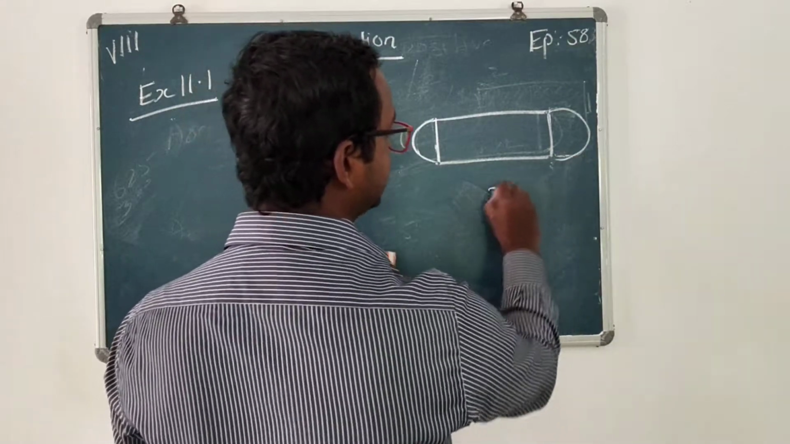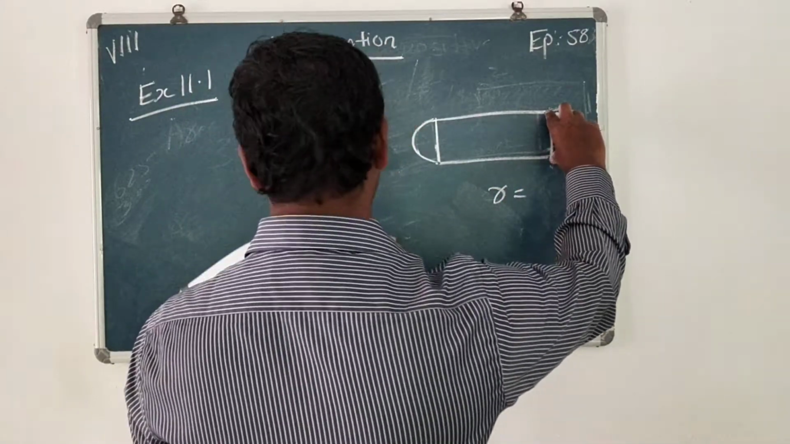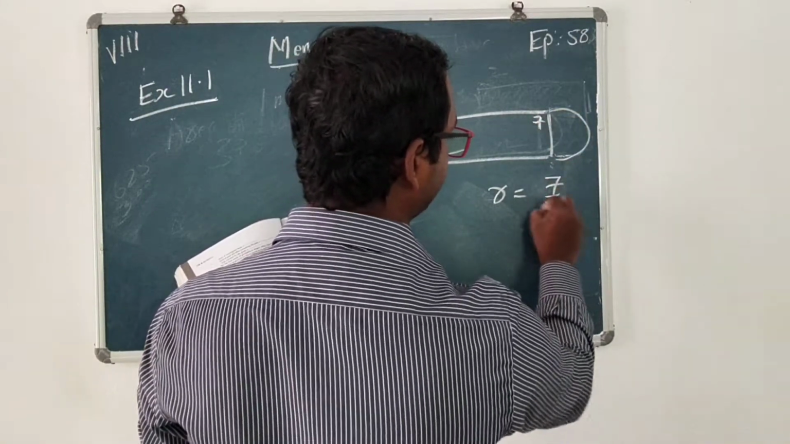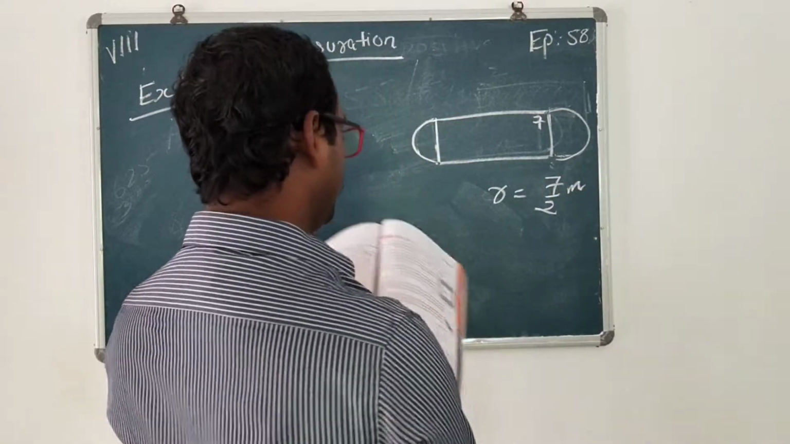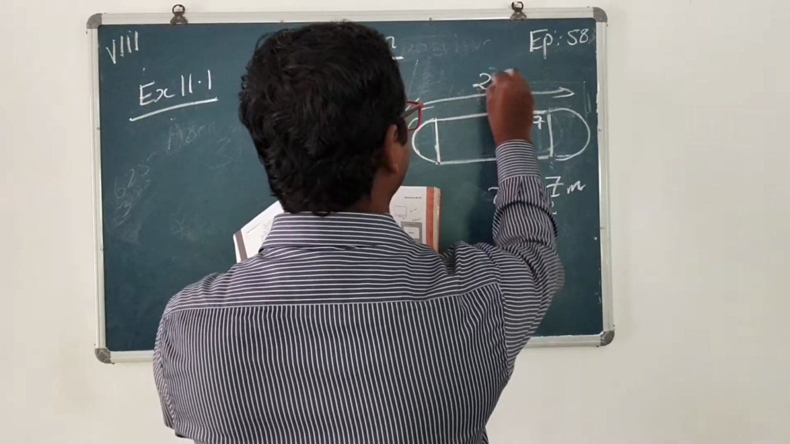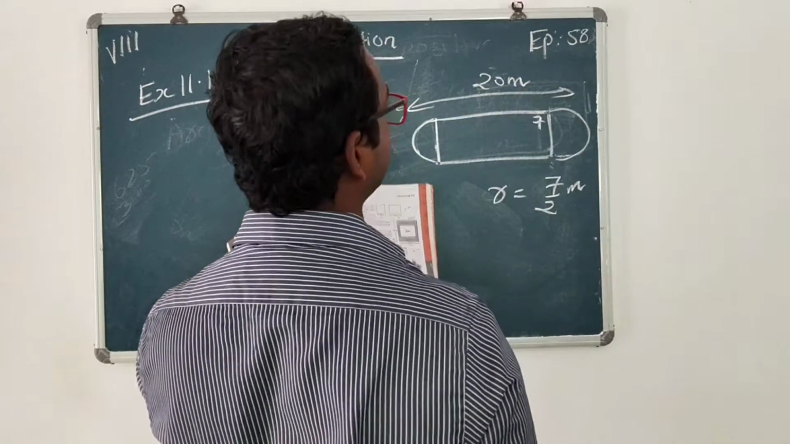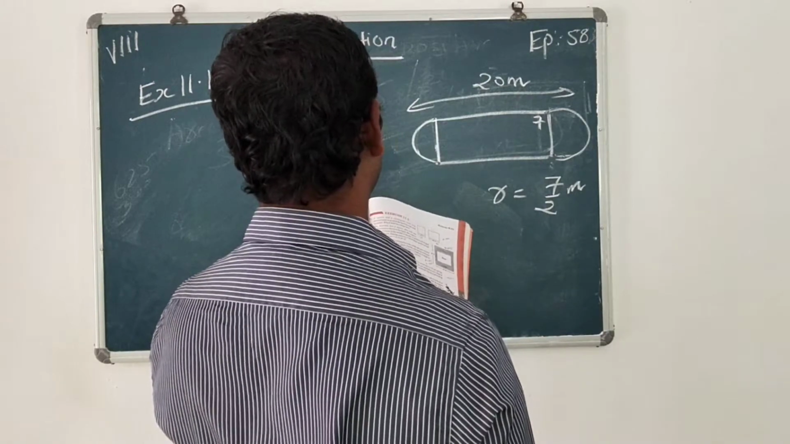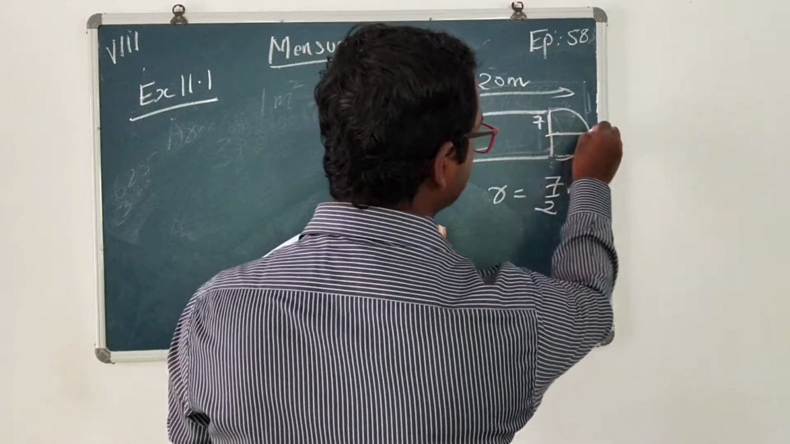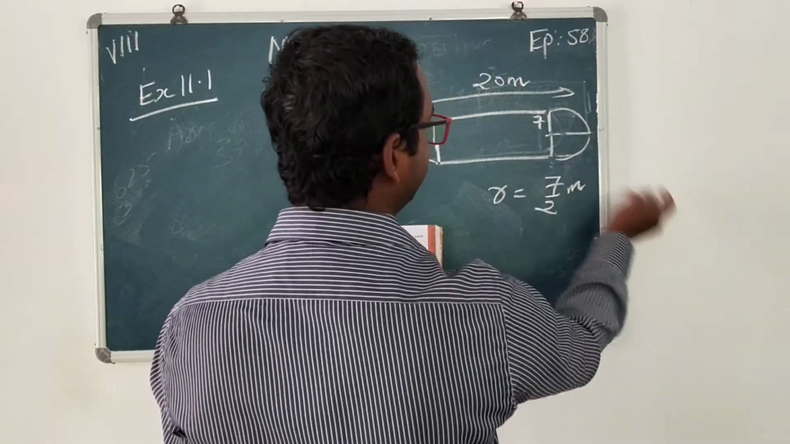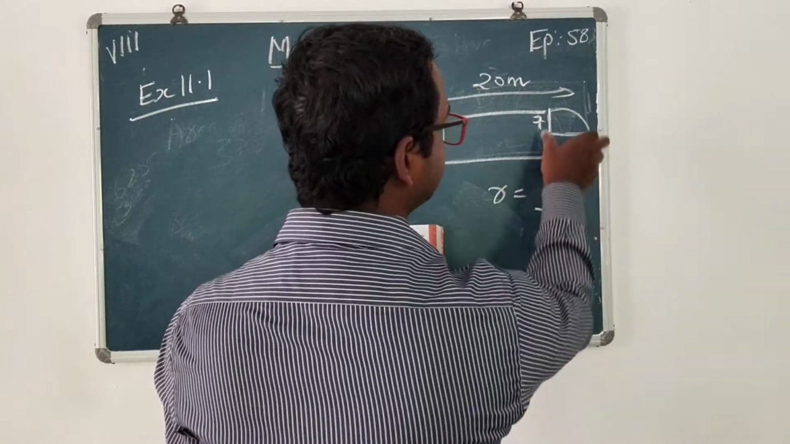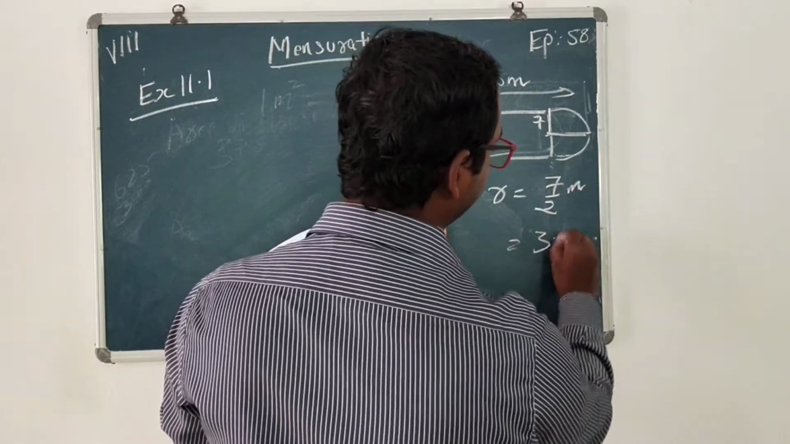So from here, one thing is clear: this entire figure is 7 cm. So the radius is 7 by 2. Okay, now the length of the rectangle. This entire figure from here to here is 20 meter. And if this is radius, this is also going to be radius, which is 7 by 2. 7 by 2 is how much? 3.5 meter.